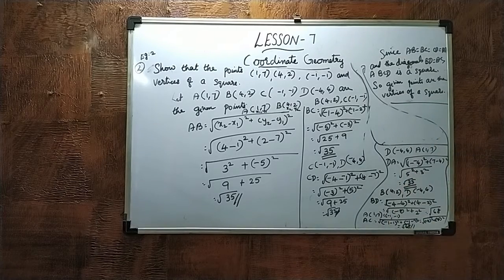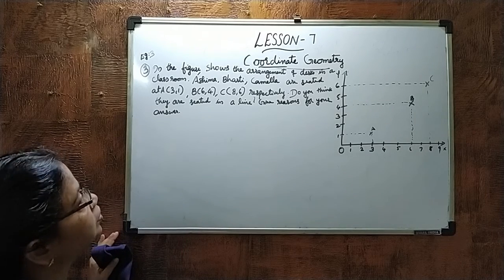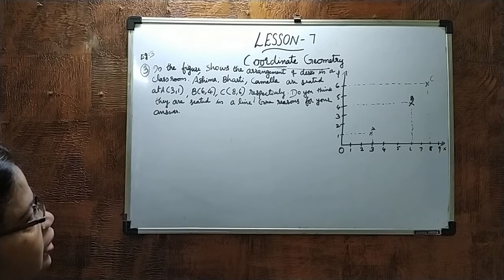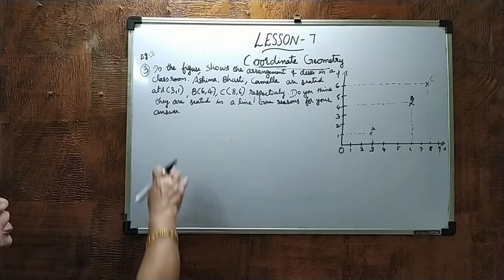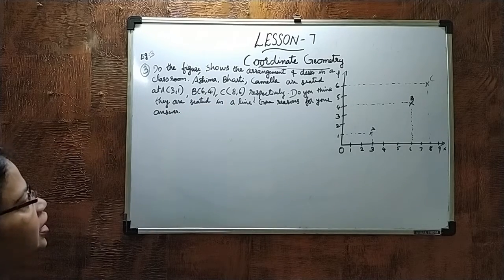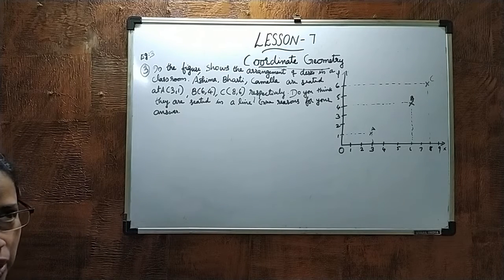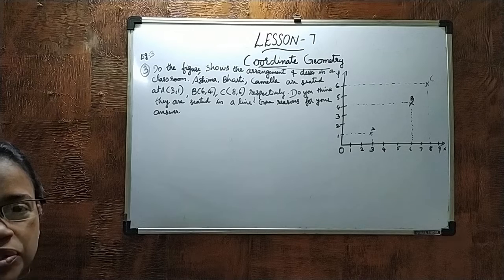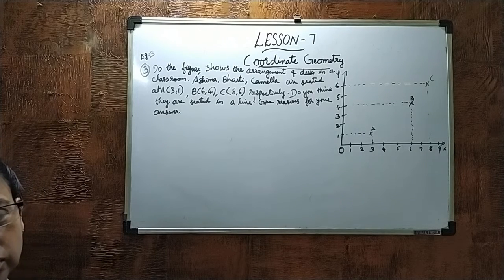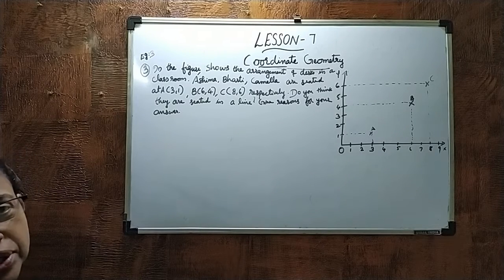How to write. Example 3, our third question, right? In the figure, there is a figure, shows the arrangement of desks in a classroom. Ashima, Bharti and Camilla are seated at A(3,1), B(6,4), C(8,6) respectively. Do you think they are seated in a line? Give reasons for your answer. Whenever you are thinking about a line, what you will think with the coordinates means? You have to think about the collinear or not. 3 points are there and they are asking about a line means, that means you have to think about collinear.